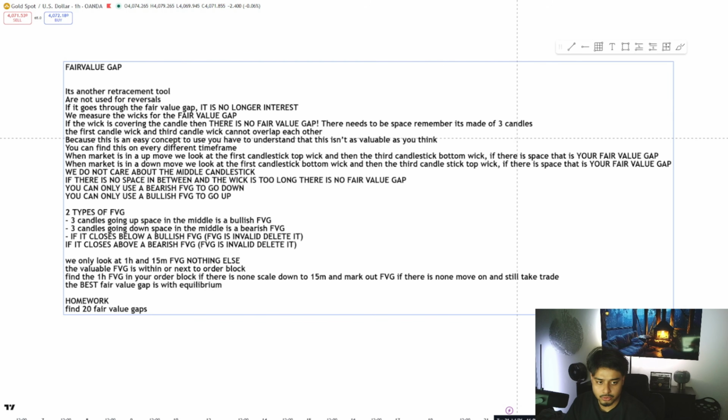Remember, it's made of 3 candles. Not 1, not 2, not 4, but 3 candles. Now, it doesn't matter for the pattern either. It can be red, red, red, red, green, green, green, red, red. Who cares about that? Again, only 3 candles, space in the middle, that's it. The first candle wick and the third candle wick cannot overlap each other. Very important.